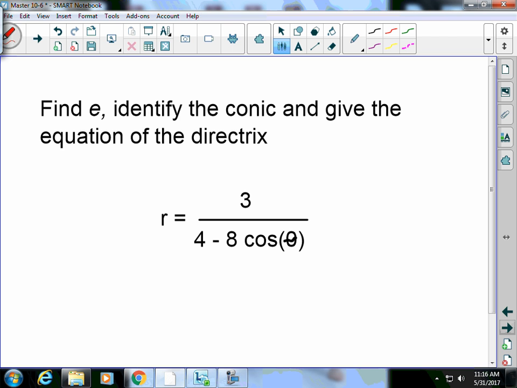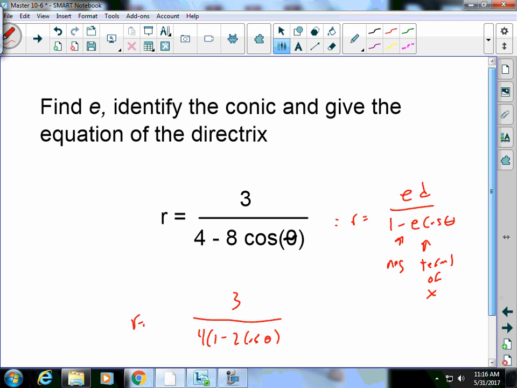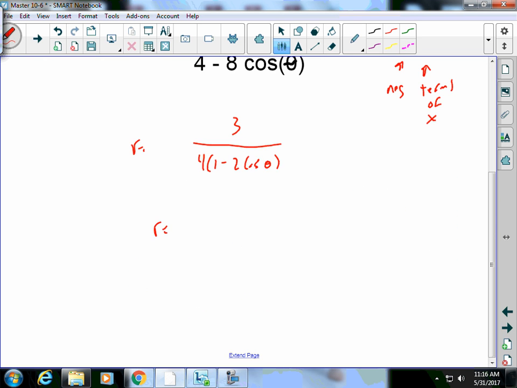Let's look at one more problem. Again, R is equal to ED over 1 minus E cosine theta. Negative directrix, terms of X. So factor out the 4. Bring it up top. E is equal to 2. That's greater than 1. That's a hyperbola.